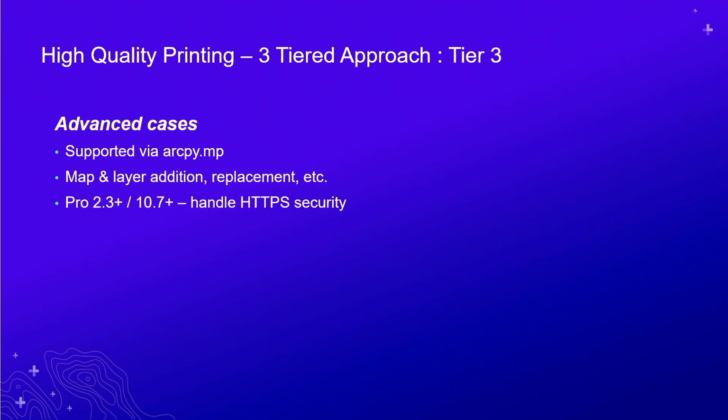And then finally, Tier 3 is what we call advanced cases. Those are supported via arcpy.mp. arcpy.mp is the mapping module for ArcPy and ArcGIS Pro. With this, you can support things like adding layers, changing your maps, replacing content. And you can do this in ArcGIS Pro 2.3 and higher, and ArcGIS Enterprise 10.7 and higher will support HTTPS security.